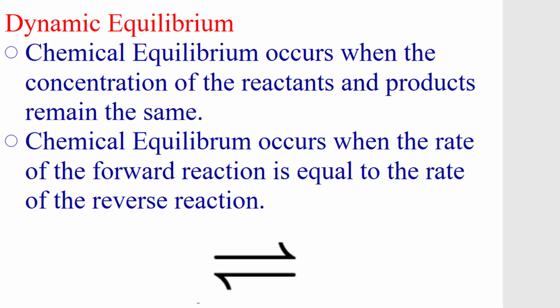The definition for chemical equilibrium is this: chemical equilibrium in a reaction occurs when the concentrations of the reactants and products remain the same. And also, chemical equilibrium occurs when the rate of the forward reaction is equal to the rate of the reverse reaction. It's not when the concentrations are equal to each other. It's when the concentrations stop changing, even though the reaction is still going back and forth. The concentrations of the reactants and products remain the same, and the rates of the forward and reverse reactions, how fast the reaction is going, are equal here, okay?